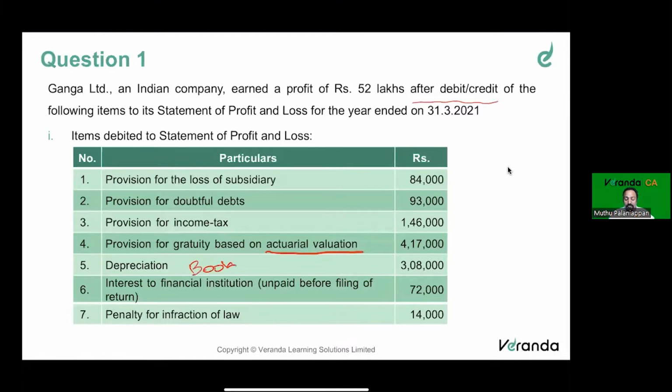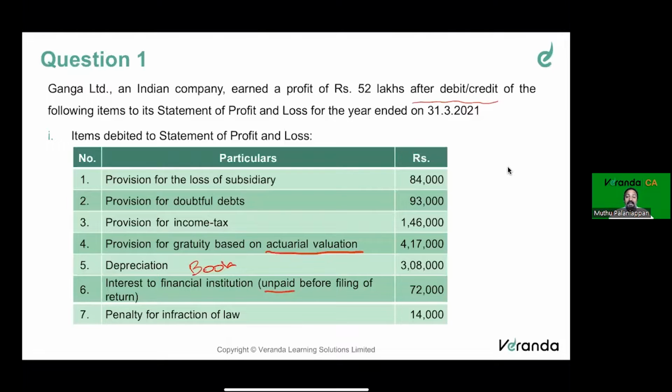Then you have interest to financial institution. We have certain provisions whereby, when interest is paid to a financial institution, it is allowed only on payment basis under regular income tax provisions. That is one thing we need to see. It says it is unpaid before the filing of the return of income, so the section we immediately remember is 43B. We need to see whether the question requests regular computation or 115JB computation, how it is treated in regular computation and how it is treated in 115JB. We need to understand that difference.